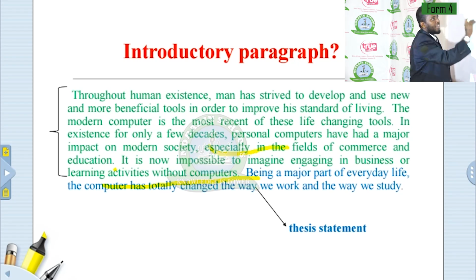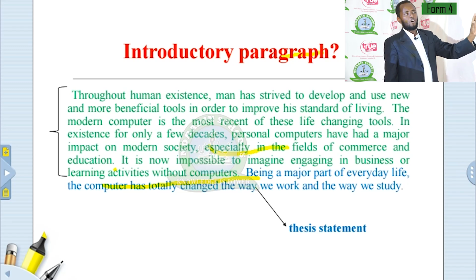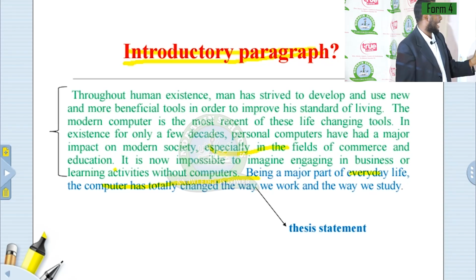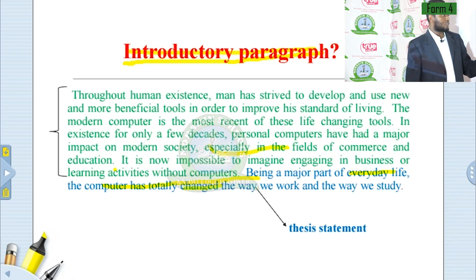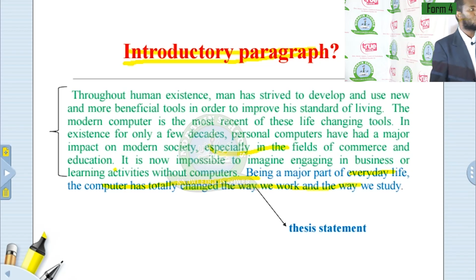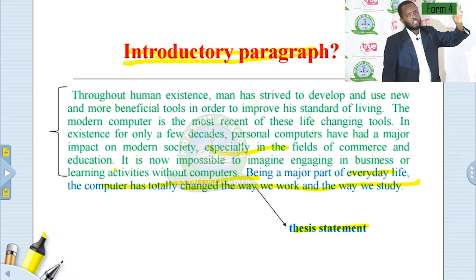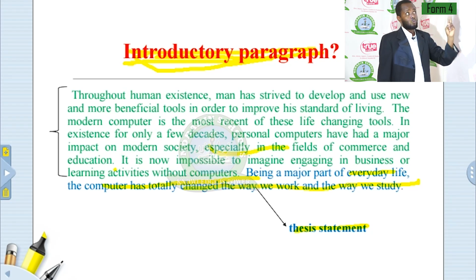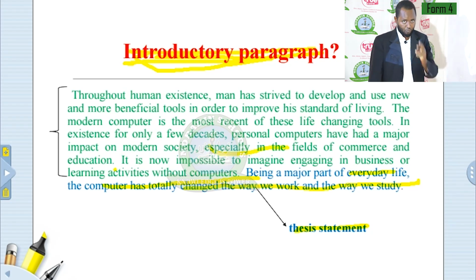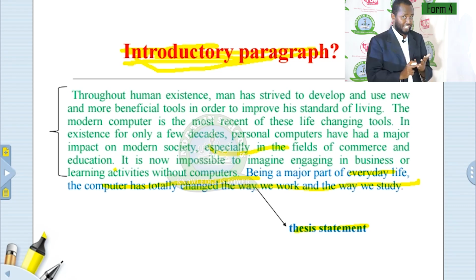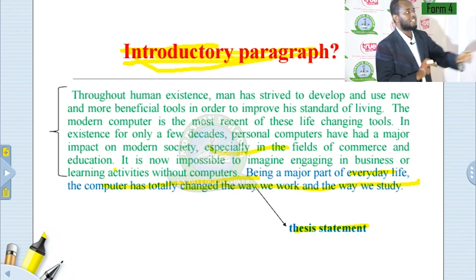So this is the general idea, the general statement of our introduction. And this is the thesis statement: Being a major part of everyday life, the computer has totally changed the way we work and the way we study. So remember, whenever you want to write an introductory paragraph, you have two parts: number one, the general idea or general statement of your introduction, and the thesis statement.